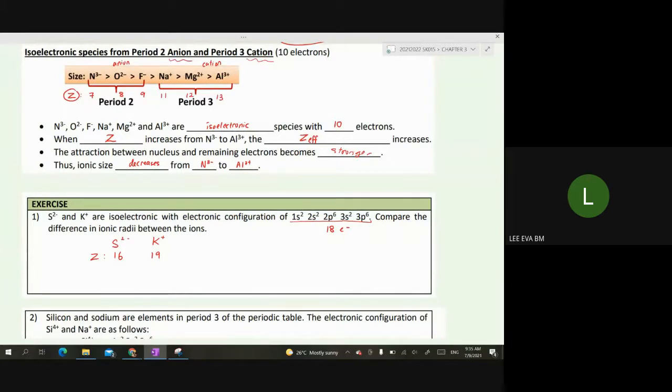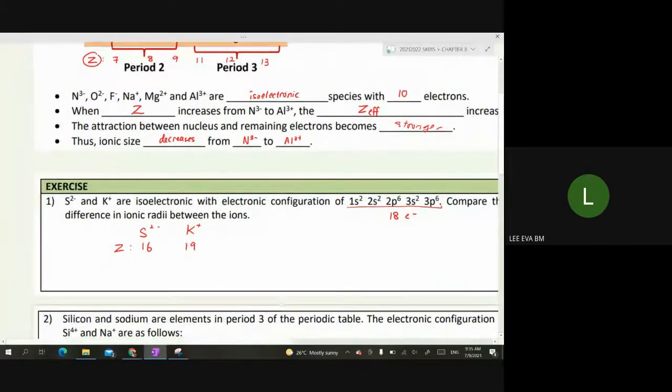Therefore, we want to compare the size. You can make a table like this and afterwards write it into sentences. But a table like this is only for reference, not the answer. So over here we will say that Z effective of sulfur is smaller than potassium. I hope everyone knows how to use the symbols bigger than, smaller than.